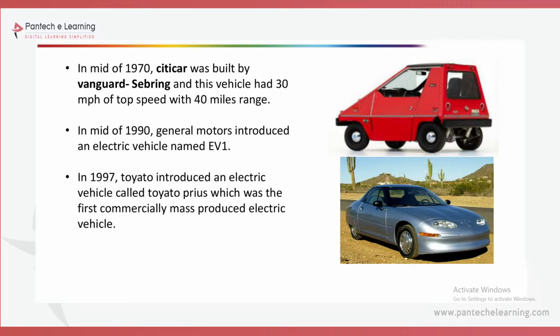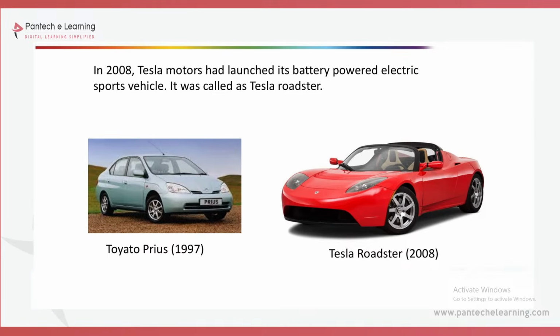In 1990, General Motors introduced the electric vehicle named EV1. In 1997, the Toyota Prius was the first hybrid electric vehicle commercially mass produced, a four-seater car model with an IC engine. Then in 2008, Tesla launched the battery-powered sports vehicle, the Tesla Roadster. So the Toyota Prius was in 1997, but the Tesla car is 2008.